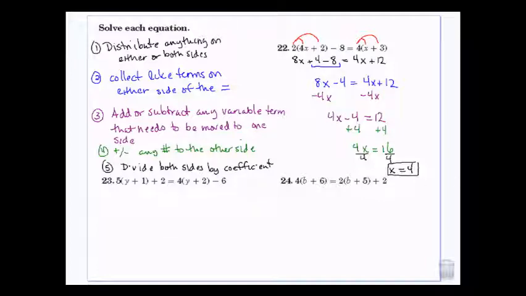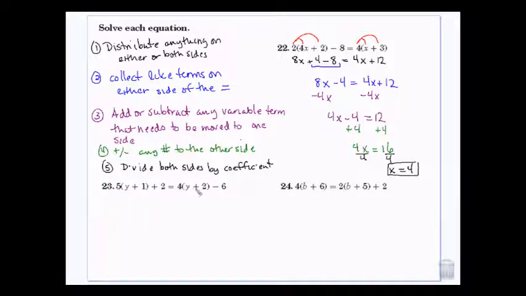So for this next problem, I'll move it down a little. I've got distribution here and distribution here. So I'm going to do the distribution first. That's step 1. So I get 5y plus 5. And then this plus 2 that's just hanging out there stays. And then 4y plus 8. And then that minus 6 that was just there still stays there. It doesn't go away yet.